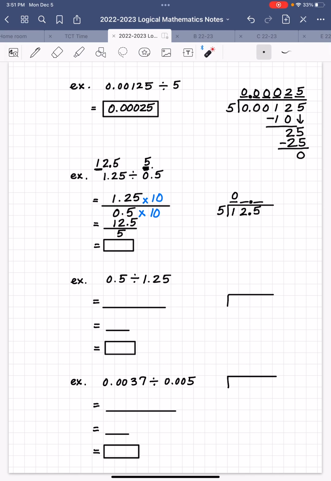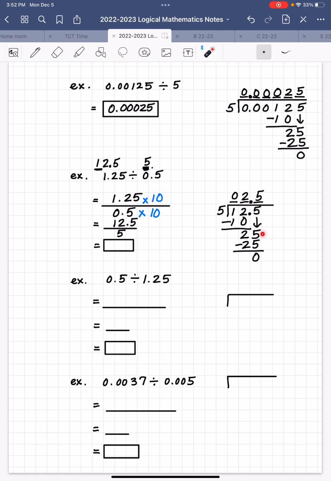0. How many 5s are there in 12? 2. 2 times 5 is 10. That last digit is going to be written underneath this 2 that we wrote right there. So it'll be 10. 12 minus 10 is 2. Pull down the 5. Now we ask how many 5s are there in 25? 5. 5 times 5 is 25. 25 minus 25 is 0.